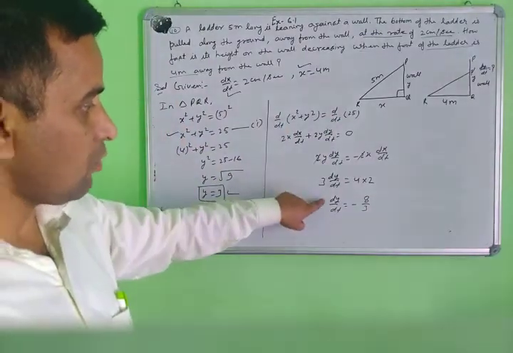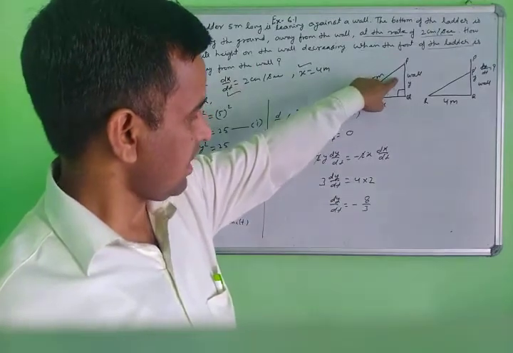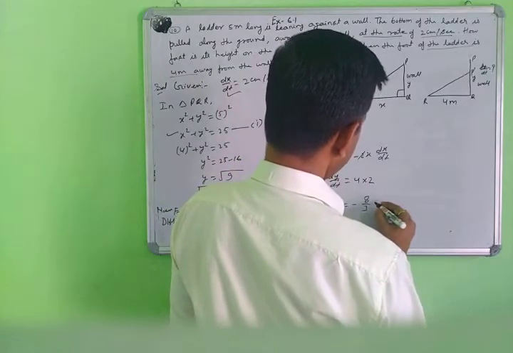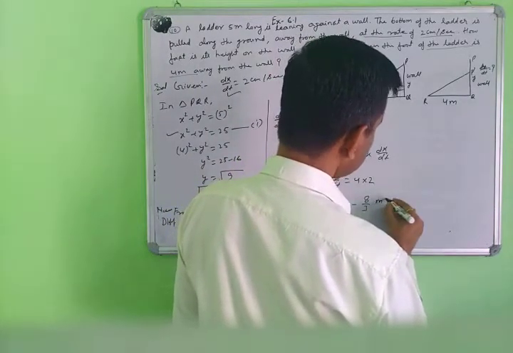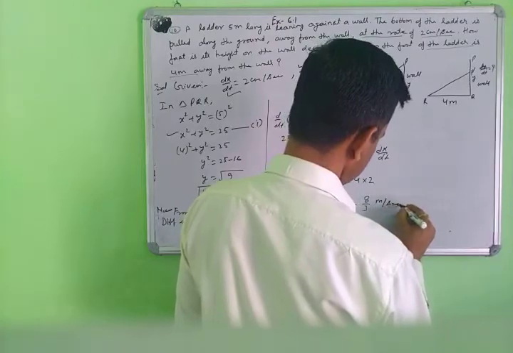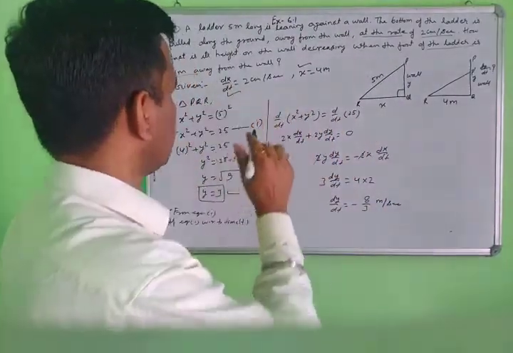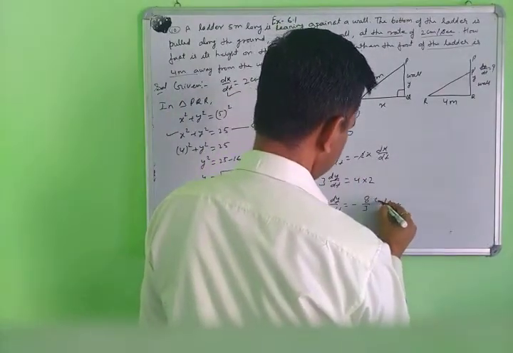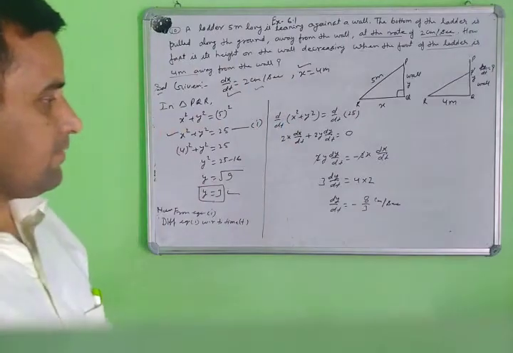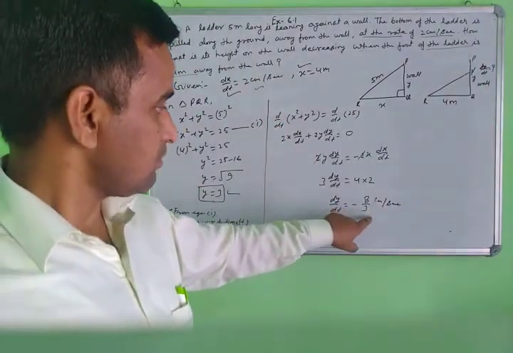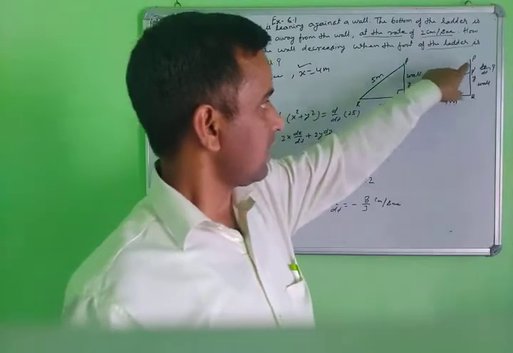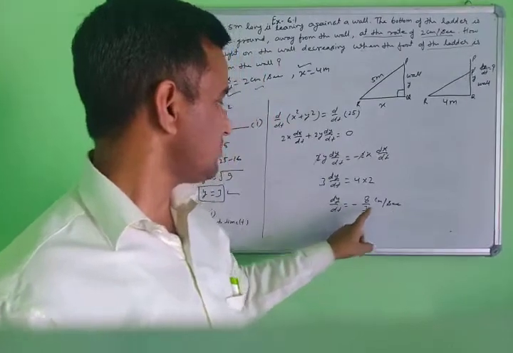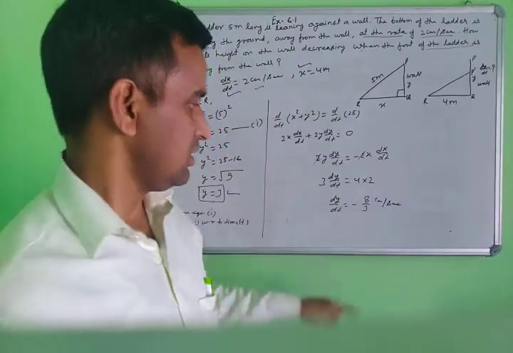Now dy over dt, y is the length and t is the time, so you write meter per second. Because dx over dt is already given in meter per second, the unit is the same. So this is 8/3, the rate of falling of the wall height by the ladder. This minus 8/3 is your answer.